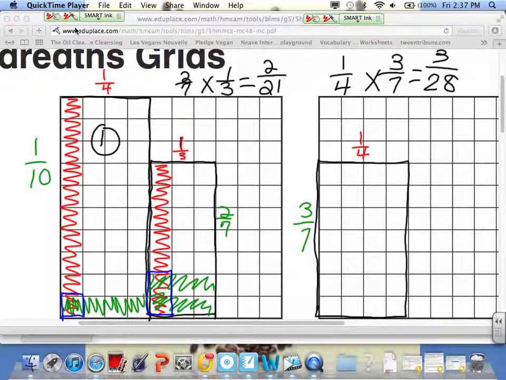And I'm going to fill in 1 of the 4. And I'm going to fill in, how many of the 7? 3 of the 7. 1, 2, 3. I'm going to put a box around the boxes that have both of the marks. And that is 3 out of the whole 28. It's actually a little bit funny for this.